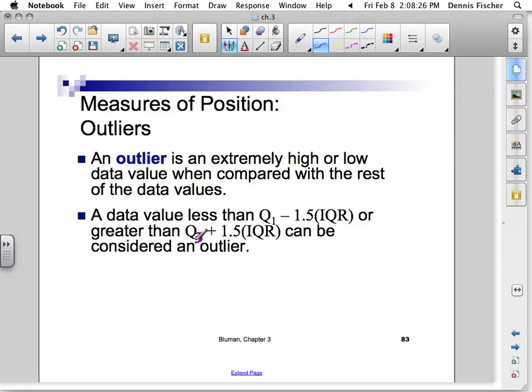So in other words, if I find my quartiles 1 and 3, and I take 1.5 times my interquartile range and subtract it from quartile 1 and add it to quartile 3, then if my data value is outside of those values, that's considered an outlier. It has to be outside those values.